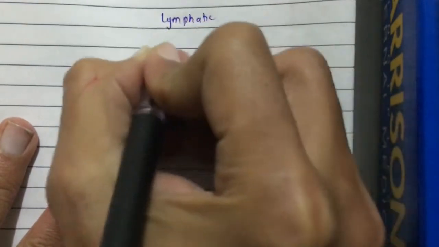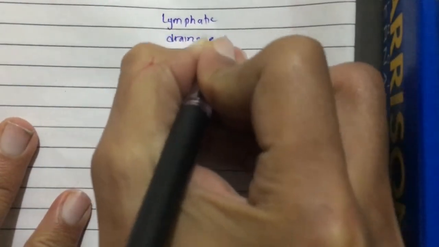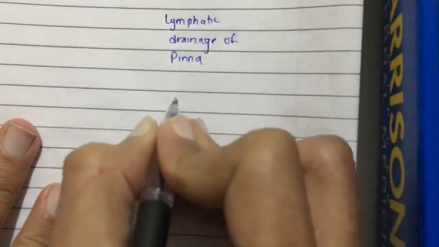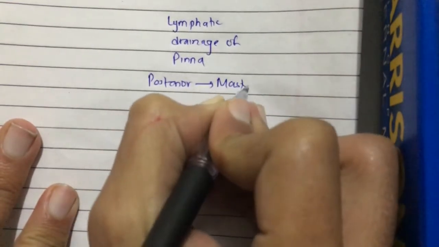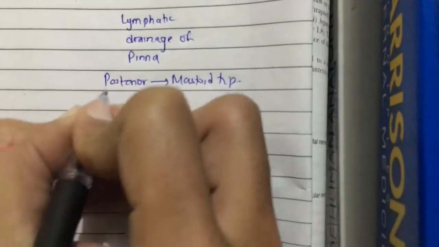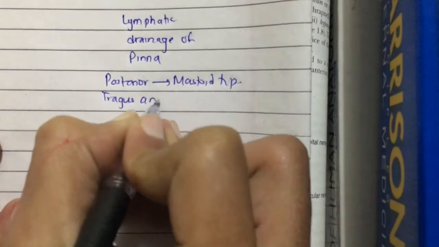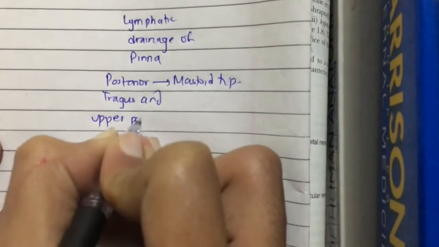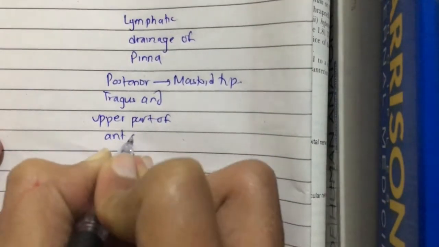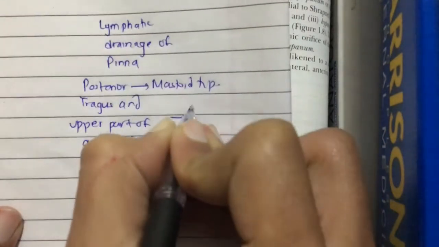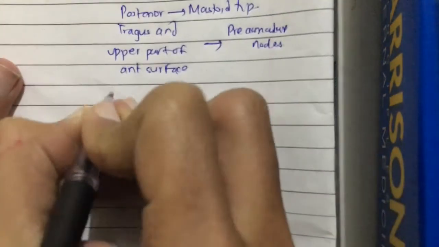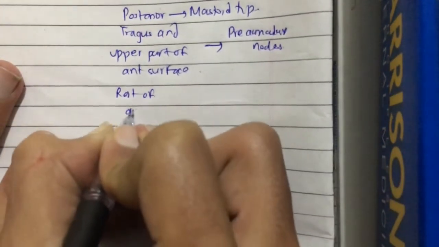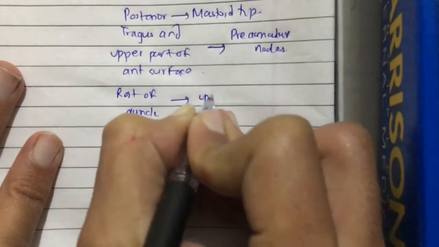Lymphatic drainage of the pinna. The posterior surface drains into the mastoid tip. The tragus and upper part of the anterior surface drain into the preauricular lymph nodes, and the rest of the auricle drains into the upper deep cervical lymph nodes.